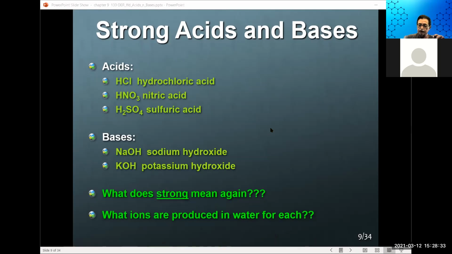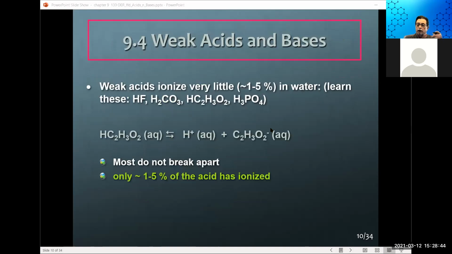Now, again, what do we mean by strong? It is they dissociate 100%, and they dissociate into their respective ions. Weak acids. Weak acids are those that do not dissociate 100%. They may dissociate 1 to 5%, regardless of the amount. It's a small amount, okay? That means that the bulk of this material is still intact and still put together. They have not broken apart.